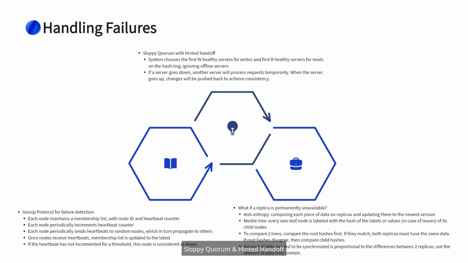2. Sloppy quorum and hinted handoff. To maintain availability during failures, we use a sloppy quorum approach. Rather than writing only to the exact N nodes that are responsible for a key on the hash ring, we select the first W healthy nodes for writes and R for reads. If one of the primary replicas is down, a nearby healthy node temporarily handles the write.